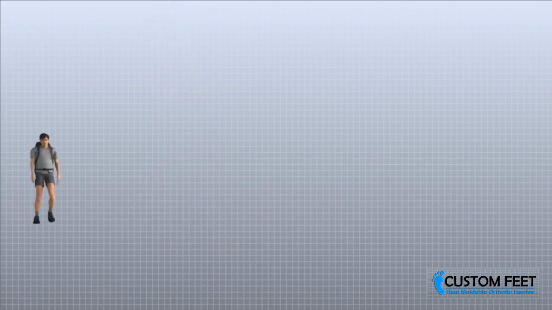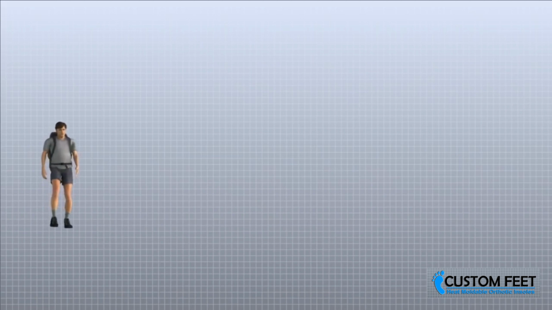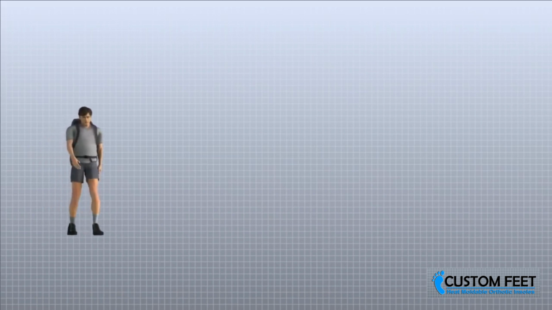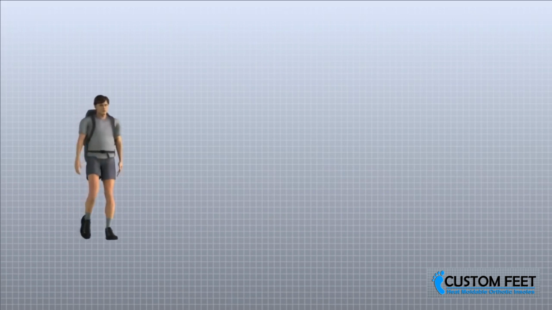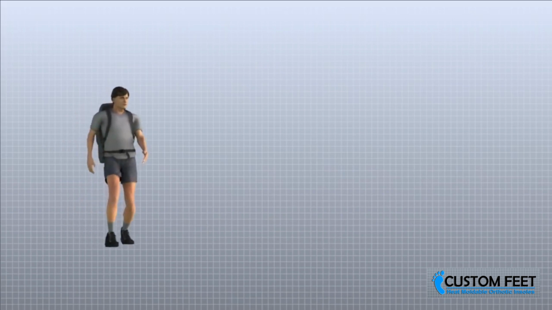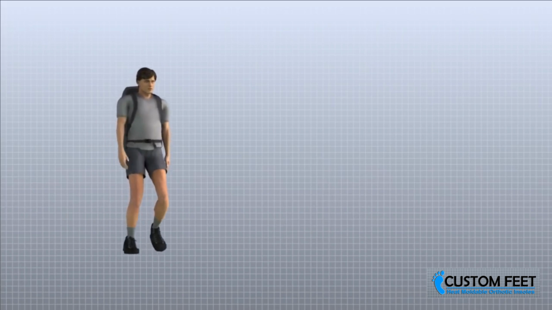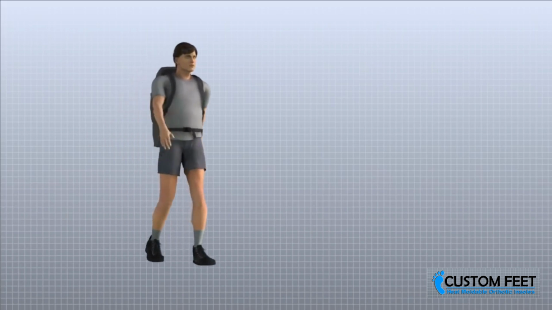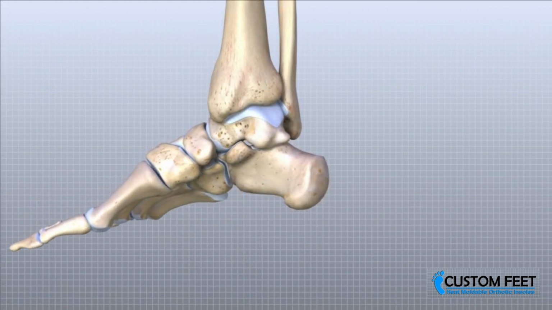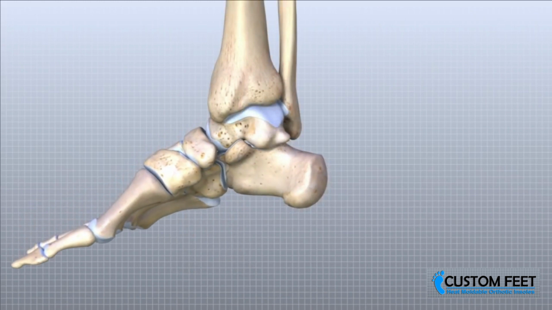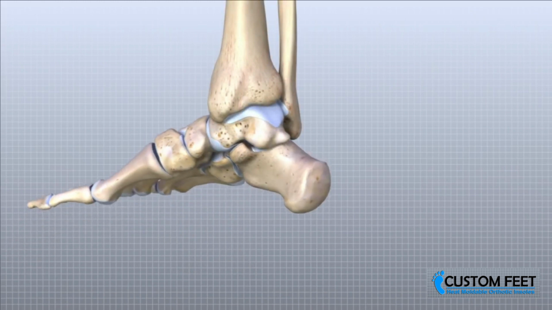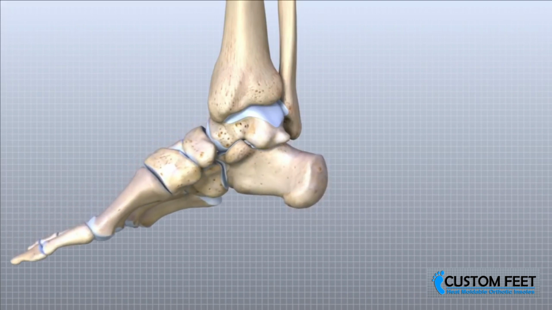As you can see, the anatomy of the foot is very complex. When everything works together, the foot functions correctly and allows us to walk without pain. But when one part becomes damaged, it can affect the balance of the entire foot. Because we rely on our feet to carry our entire weight and walk across all types of surfaces, it is easy to see why a stable, painless foot is so important to our daily lives.